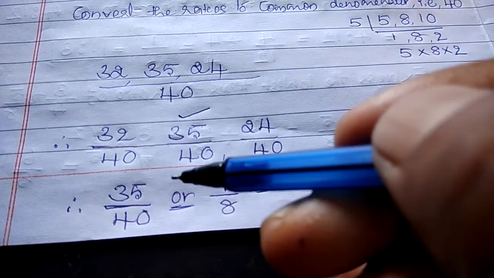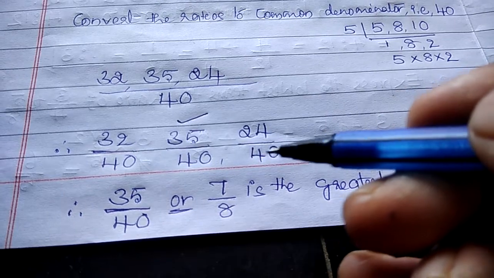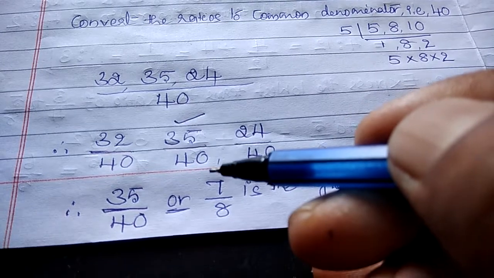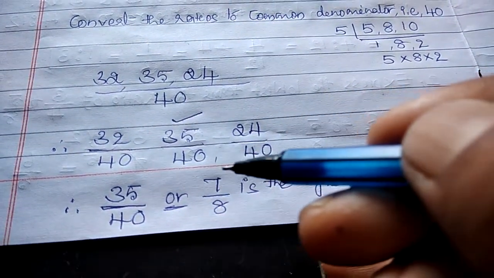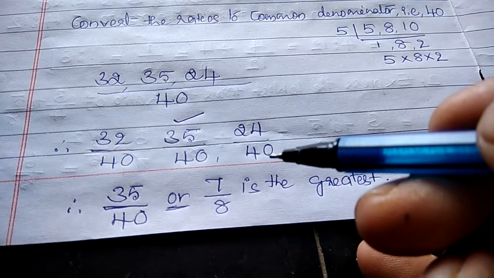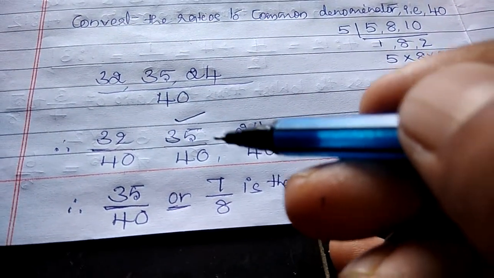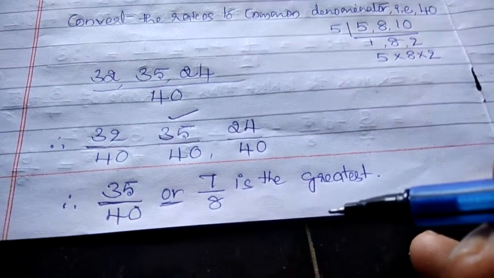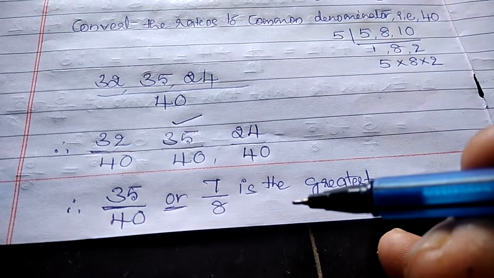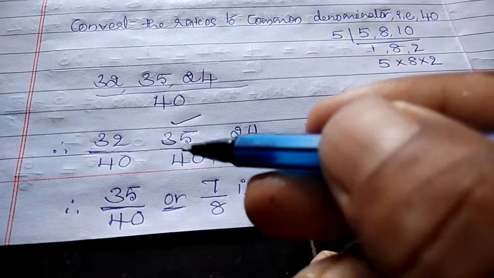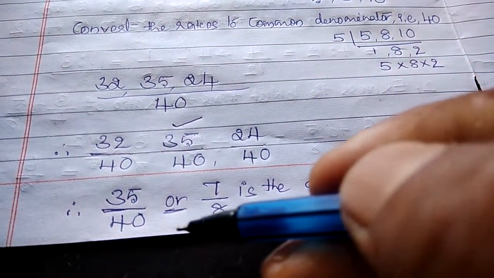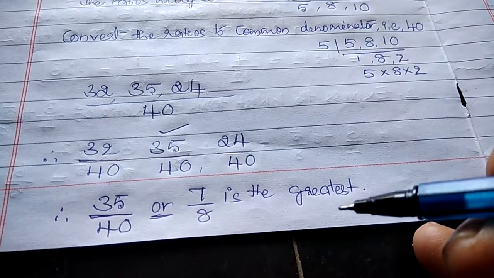So therefore, these are the fractions. Which one is the highest? Here we call it 35 by 40, because the denominators are the same. When denominators are the same, the one which is highest in the numerator place, that is 35, we call the greatest fraction or the ratio. 35 by 40 is 5 7s are 35, 5 8s are 40. 7 by 8 is the greatest ratio or fraction.